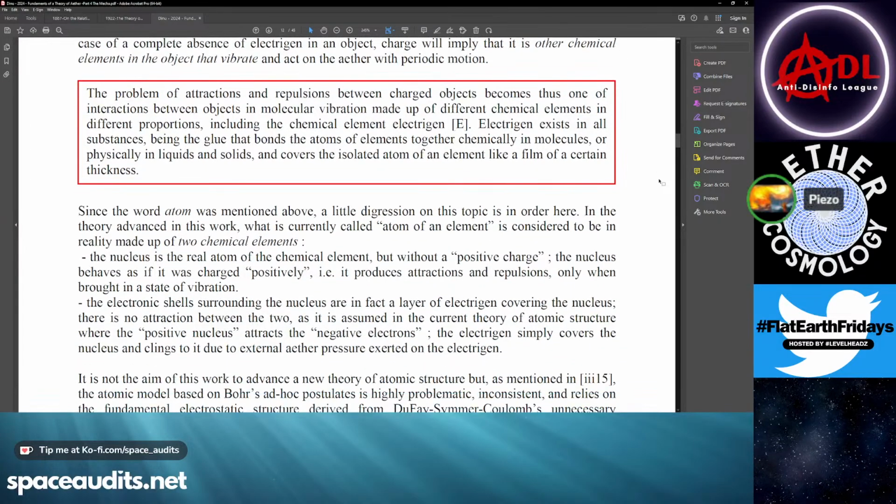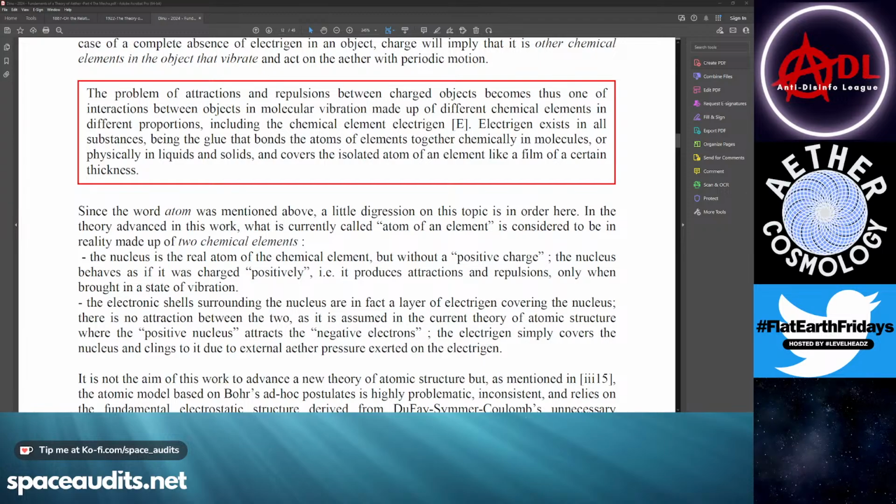The problem of attractions and repulsions between charged objects becomes thus one of interactions between objects in molecular vibration made up of different chemical elements in different proportions, including the chemical element electrogen E. Electrogen exists in all substances, being the glue that bonds the atoms of elements together chemically in molecules, or physically in liquids and solids, and covers the isolated atom of an element like a film of a certain thickness.